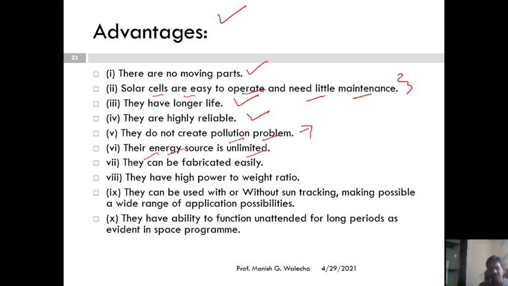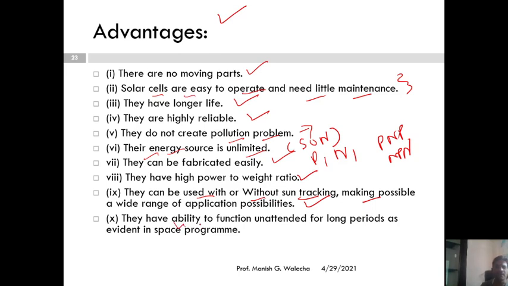The energy source is unlimited because we can use sun energy again and again. They can be fabricated very easily from p-type and n-type materials, that is PNP or NPN semiconductors. They have a high power to weight ratio, meaning maximum power is generated and the weight of the system is very low. They can be used with or without sun tracking, making a wide range of applications possible. This means no sun tracking mechanism is required, unlike in concentrating solar collectors. Here we do not require any tracking mechanism for power generation.